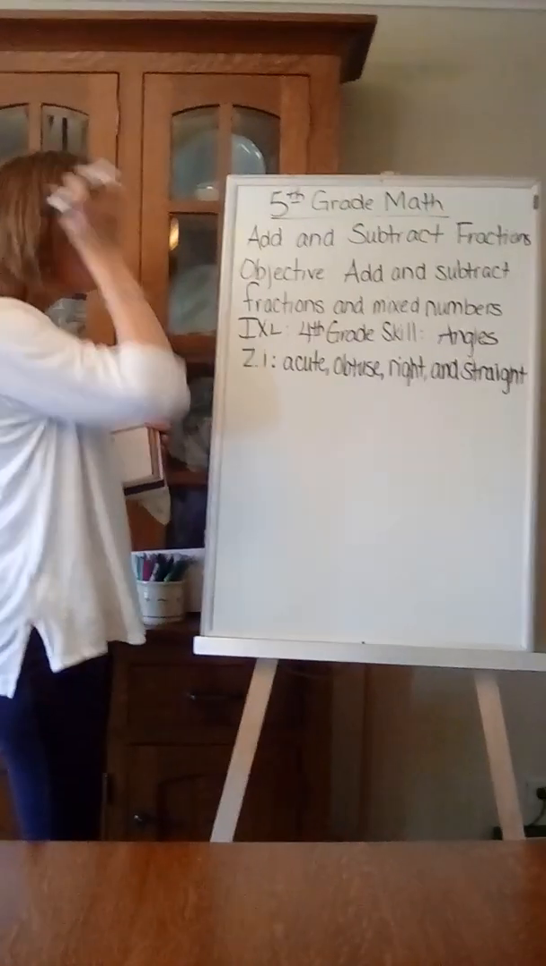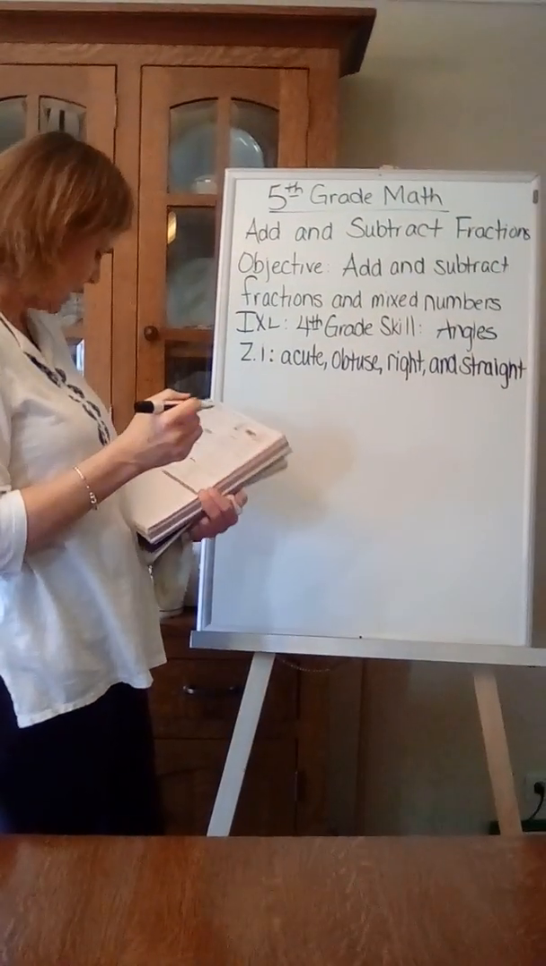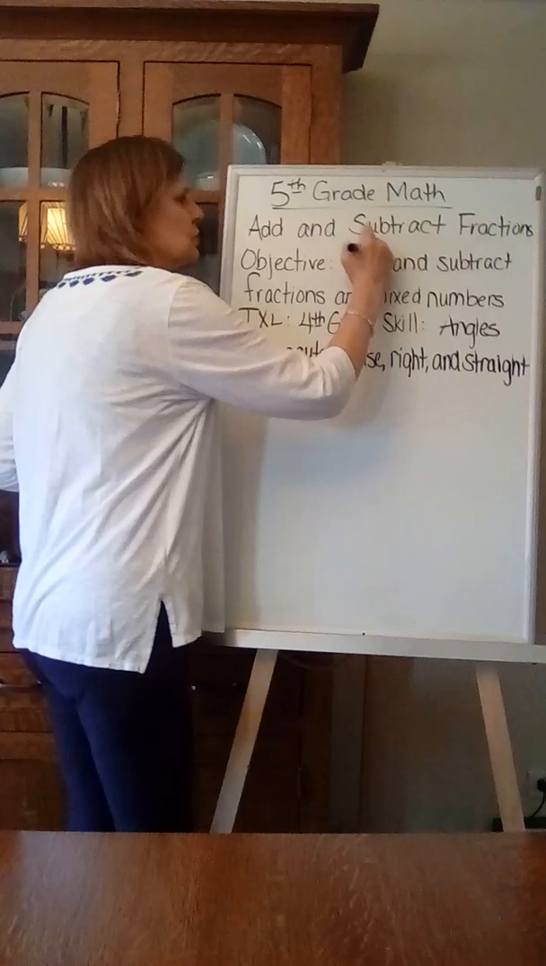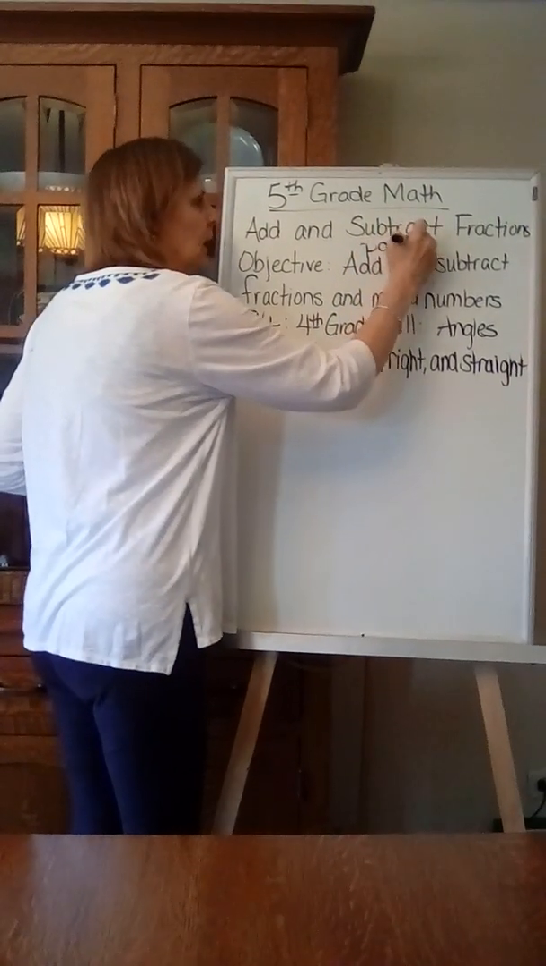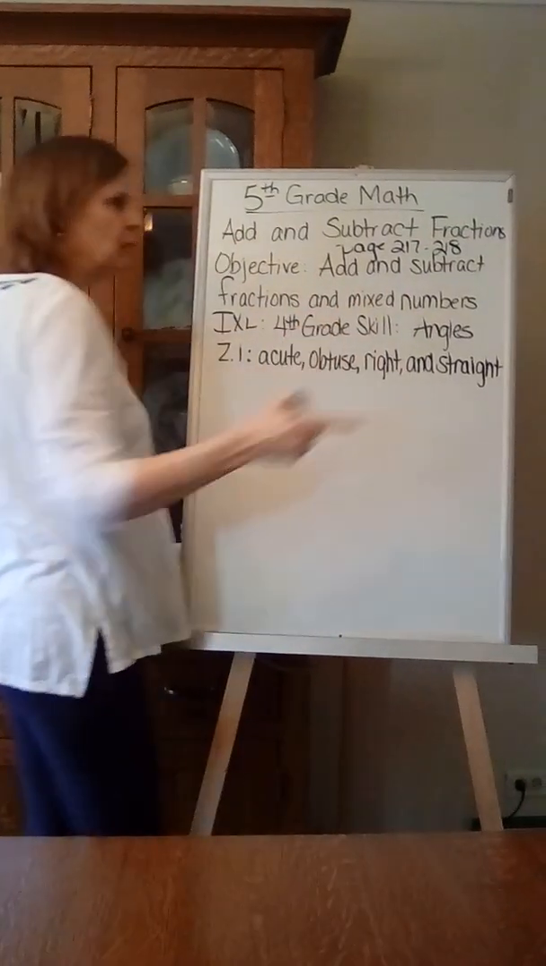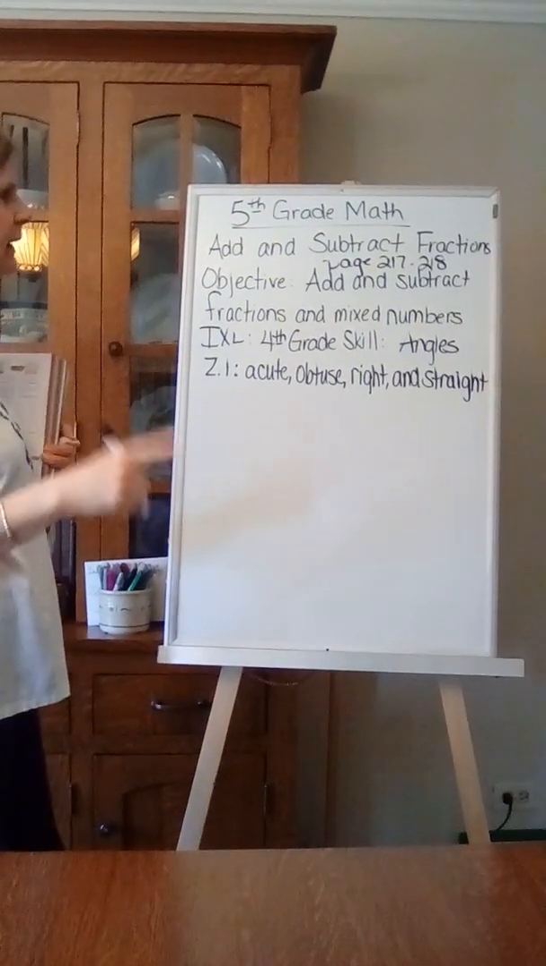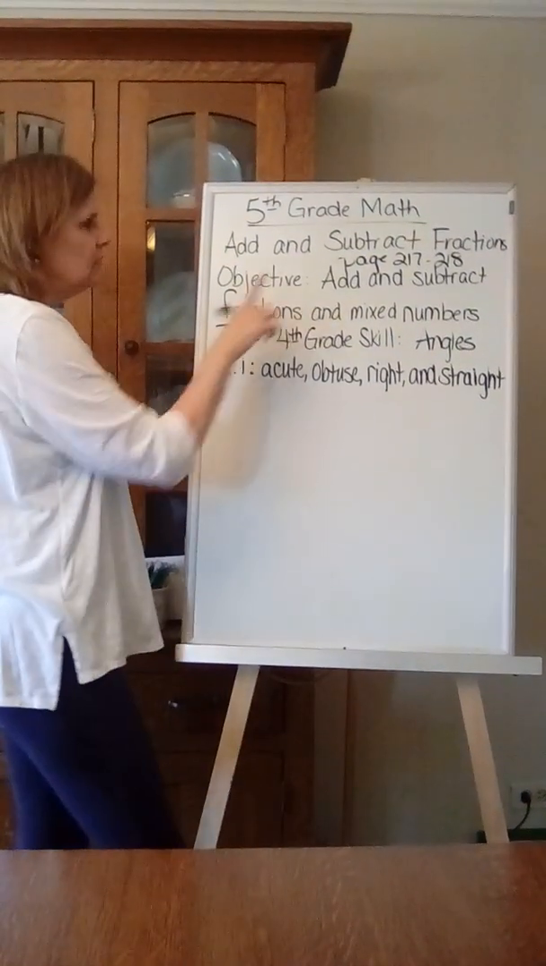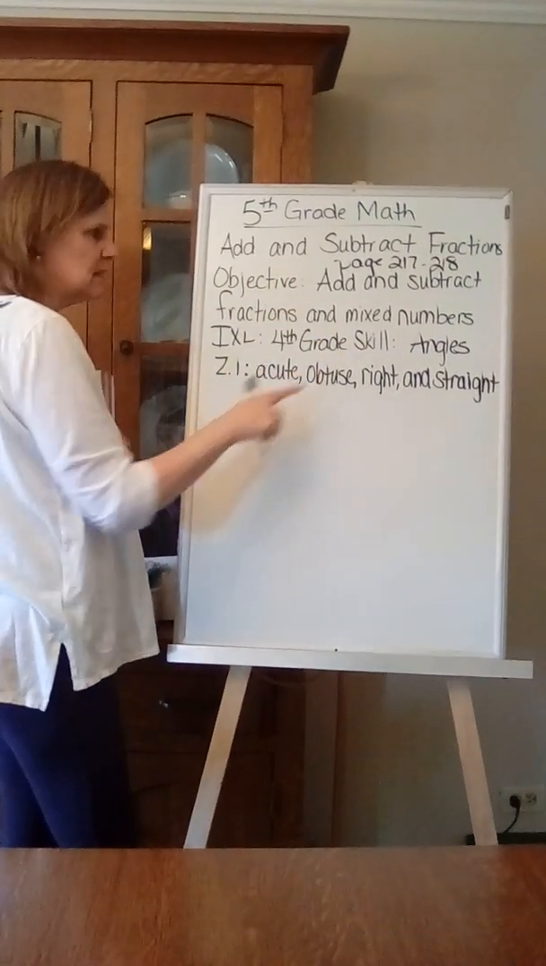Grade math. Today our lesson is add and subtract fractions. I'm on page 217. I'm going to work 217 with you. I'm going to do odds. Your job will be to do 217, 218, evens. Our objective is to add and subtract fractions and mixed numbers.